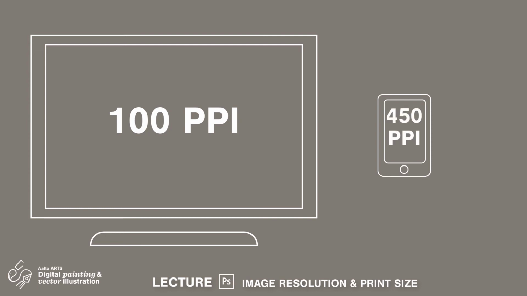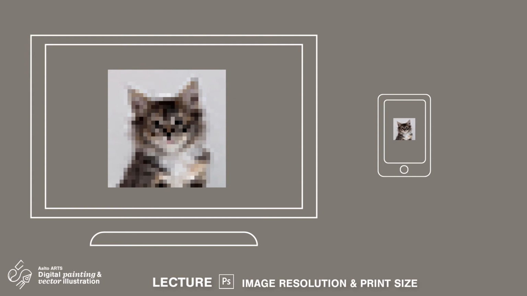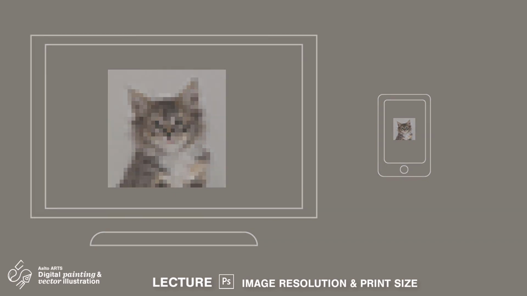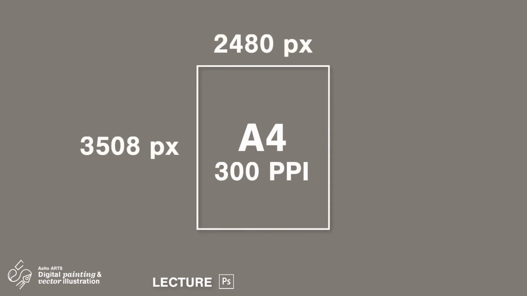Modern phone screens have resolutions up to 500 pixels per inch. The same image you find online, zoomed into 100%, is totally different in size on your computer than on your phone. So please always check the resolution of your images in photo editing software. For print, you need a lot of pixels. A print quality A4 has around 3500 times 2500 pixels.